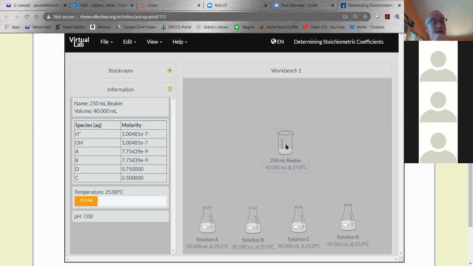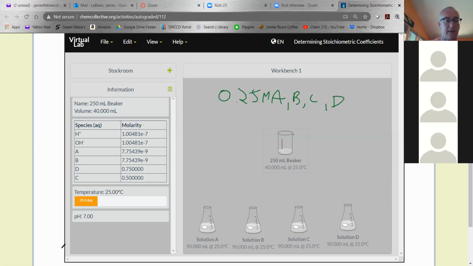0.25 molar. Right, exactly. So what I should see, if nothing happened at all, is 0.25 molar A, B, C, and D. It should be the same, 0.25 molar for all of them, right? But that's not what I see.